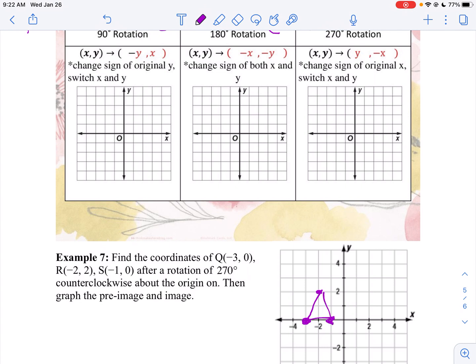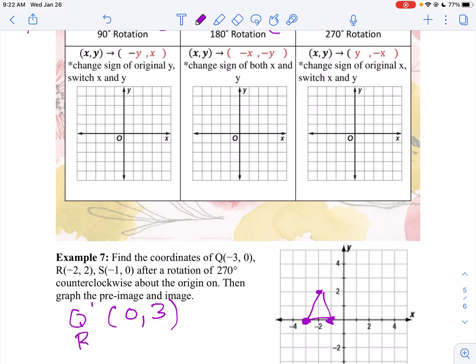So here's my triangle. Now what I'm going to do is I'm going to do a 270 degree rotation, which means I'm going to take each y value, I'm going to write that as my x. I'm going to take each x value and write that as the opposite of x, and that's my new y value. So let's take a look what happens here. Q primed is going to be at y, which is 0, and then I'll do the opposite of x, which is 3. So Q primed is at 0, 3.